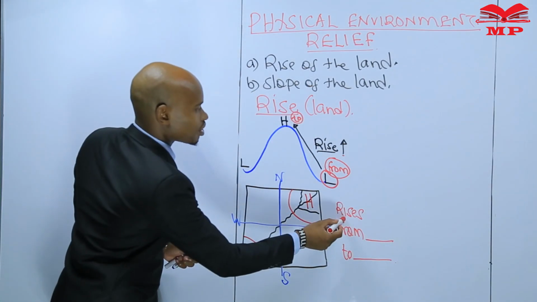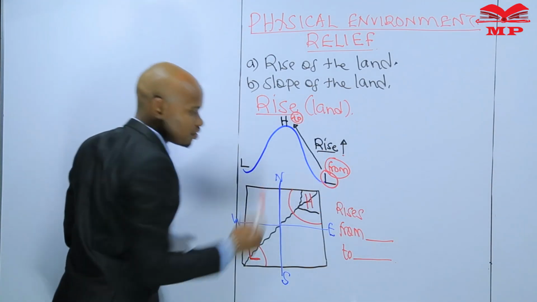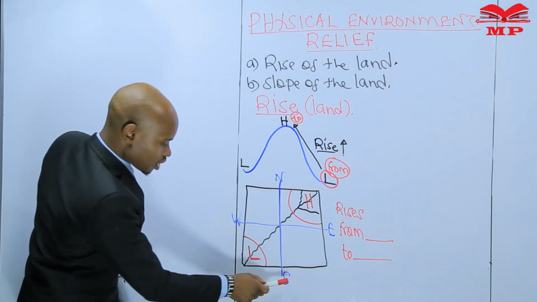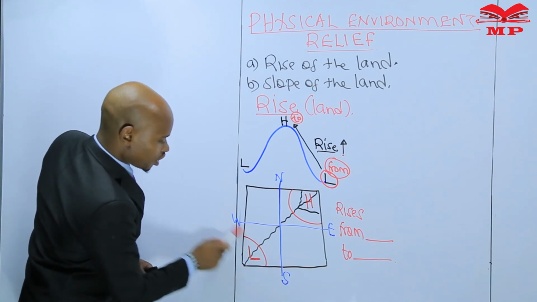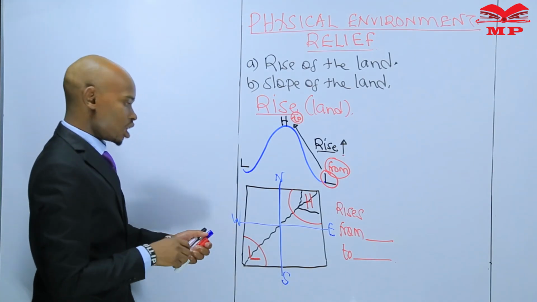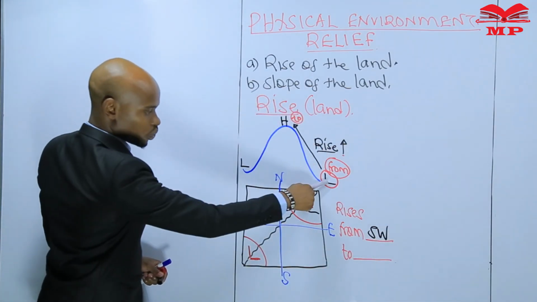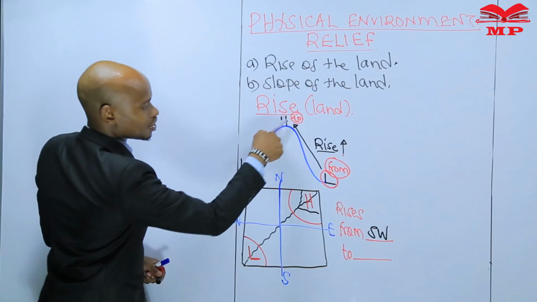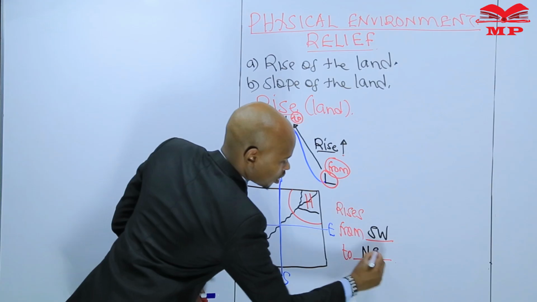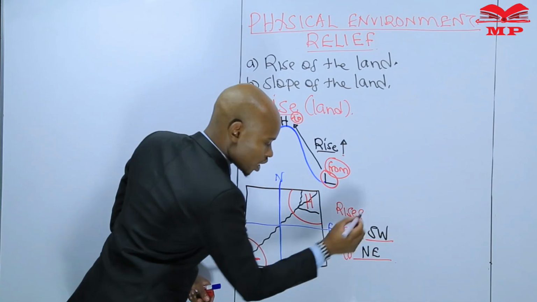Rise. What is rise? Going up. From where? You start going up from a lowland. Which is our lowland according to this map? This is our lowland. What are the compass coordinates of the lowland? That is southwest. So this area rises from southwest lowland to highlands. Coordinates of the highlands: northeast.